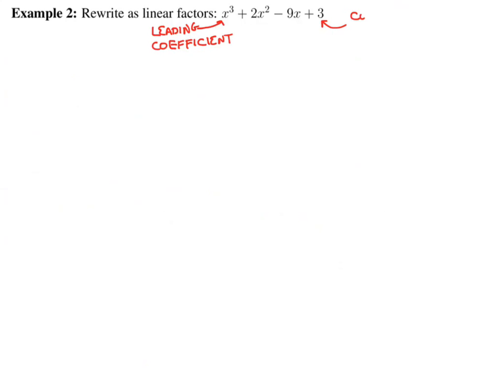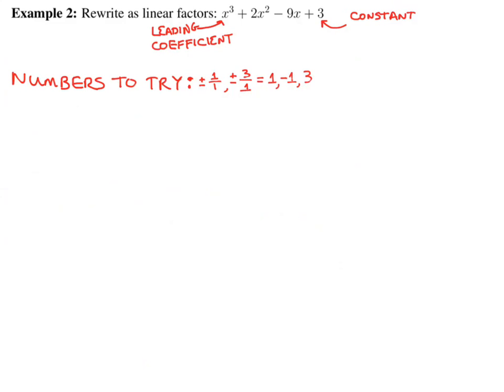And the constant is 3. Okay, so numbers to try. I mean, 3 doesn't really have a whole lot of factors, right? So it's like 3 plus or minus 1 over 1, plus or minus 3 over 1. I mean, that's it. It's 1, -1, 3, and -3. Those are the only options. So you try those 4 numbers.